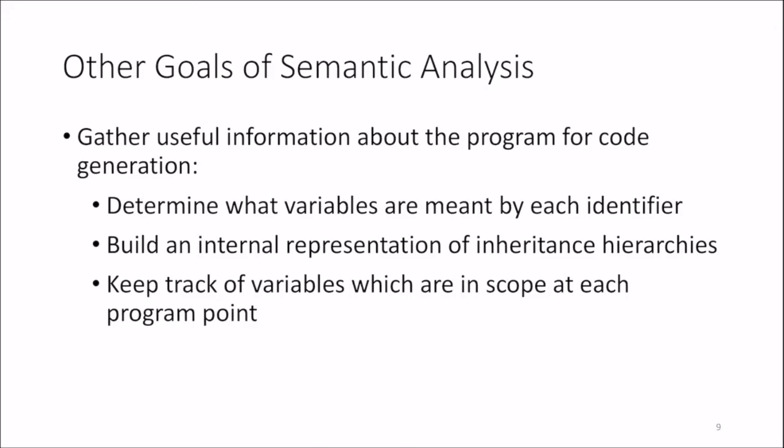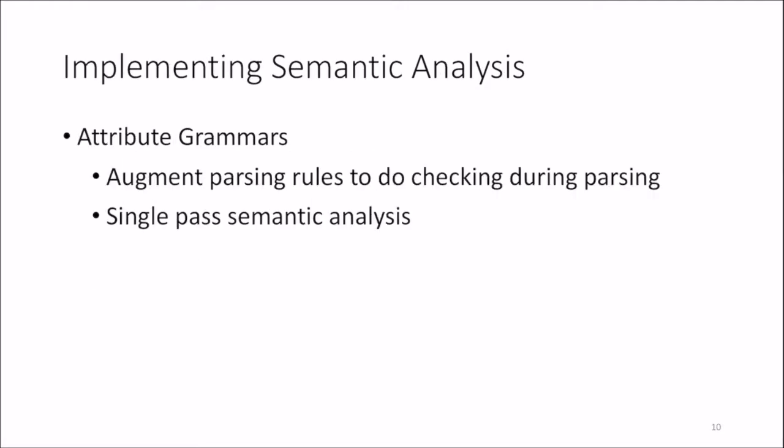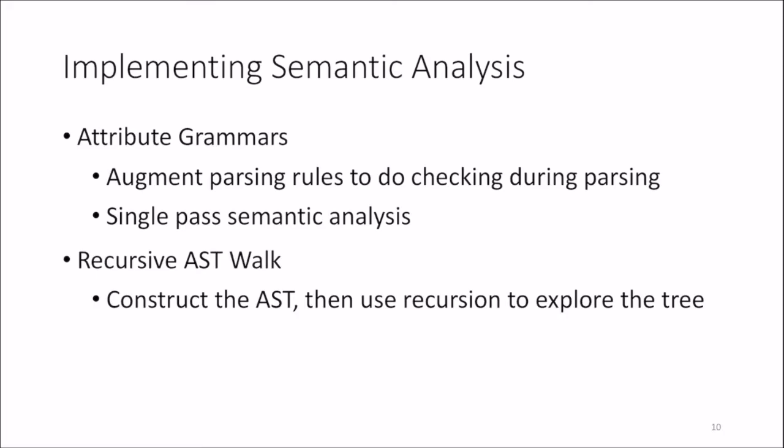You want to keep track of which variables are in scope and which are not in scope at each point in the program. So scoping is going to be really important. When we implement semantic analysis in an attribute grammar, we're just going to augment the parsing rules to do the checking during parsing. So every time you do a reduce action, you can actually manipulate the symbol table, insert a new symbol table, insert an identifier into the symbol table. If you go out of scope, you remove a symbol table, and so on. Essentially, what this leads to is a single pass semantic analysis. So as you finish parsing, you also finish your semantic analysis. In some other cases, instead of doing it using an attribute grammar, you could build the whole abstract syntax tree first, then use recursion to explore the tree. And sometimes you might do this more than once for multi-pass semantic analysis and code generation.